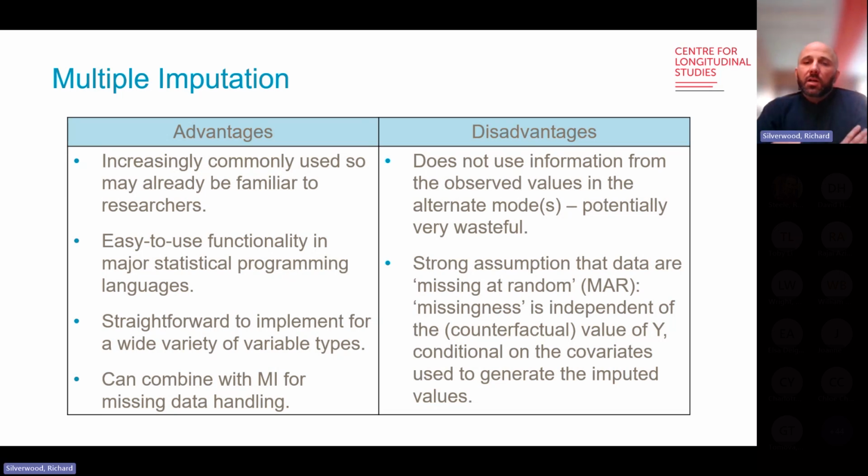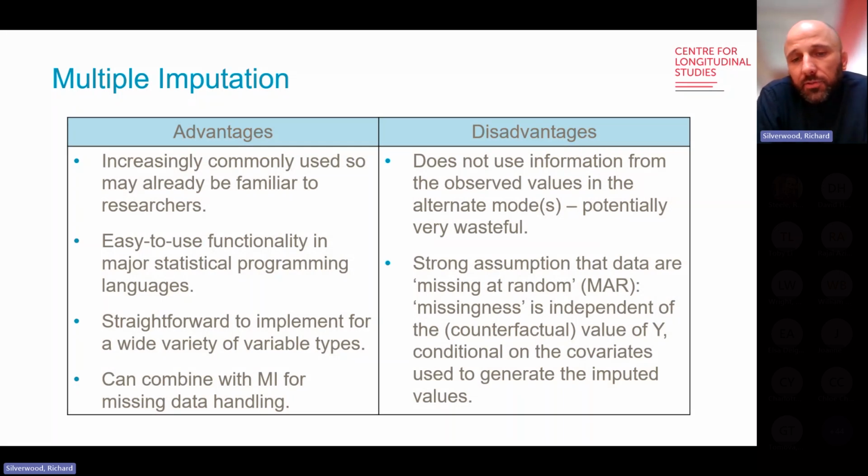There's a particularly strong assumption underlying this and any application of multiple imputation, which is that the data are missing at random. So here, missingness is the artificial missingness that we've created, but the assumption says that that's independent of the counterfactual value of y, conditional on all of the other variables that have been used to generate the imputed values. And this is potentially very problematic if we think that the true value of y, the counterfactual value of y, is itself involved in selection into mode.